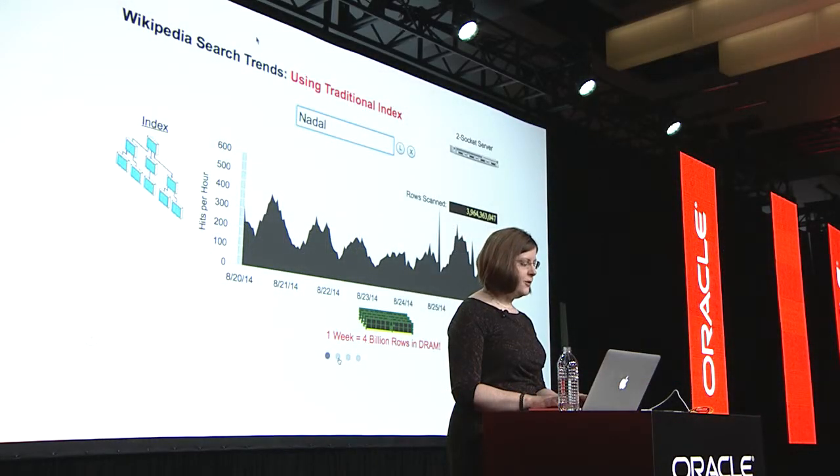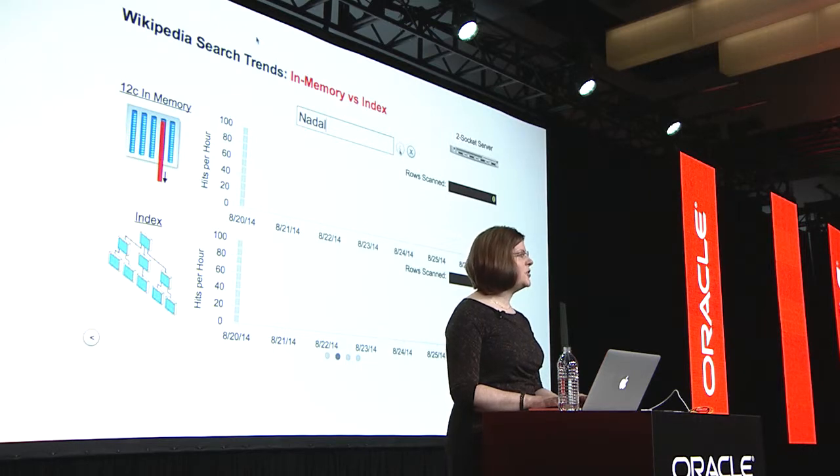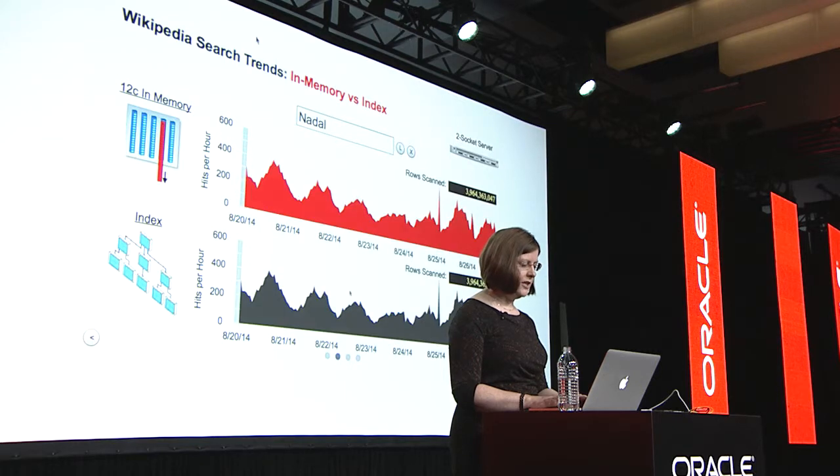So what would happen if we do the same thing with in-memory? So now I'm going to do a little race. I have the in-memory, so I've marked the table, as Andy showed you, alter table Wikipedia in-memory. And I'm going to compare that to the performance of the index that we just saw for this same search for Nadal. So let me run that now.